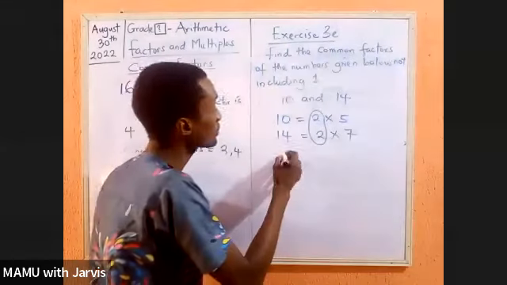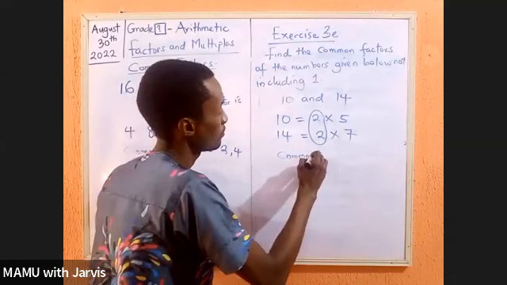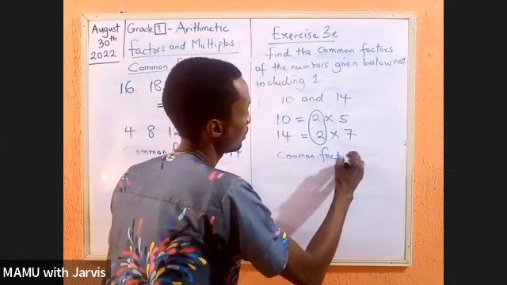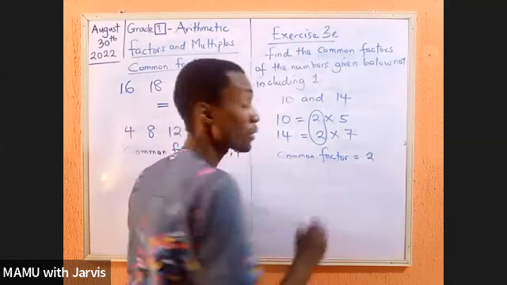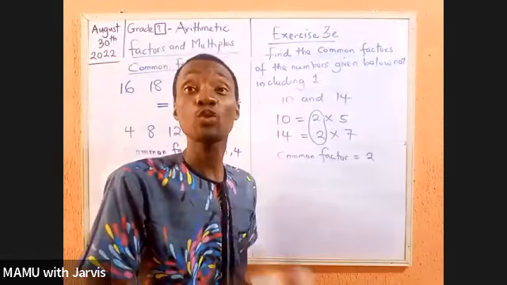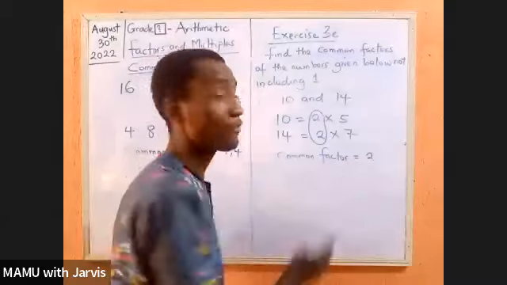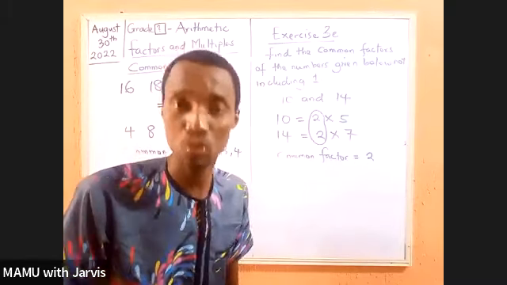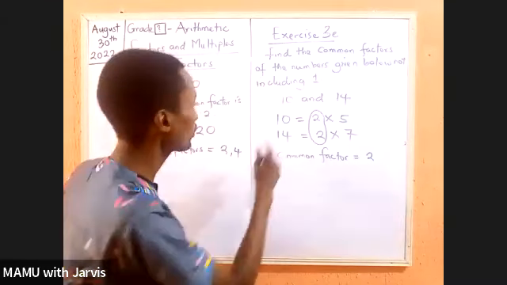So I will come here and I'll say common factor is equal to 2. Remember I said that technically we don't consider 1, but if we were to consider 1, it means that this term will have 2 common factors, 1 and 2. All right, we go to the next one.